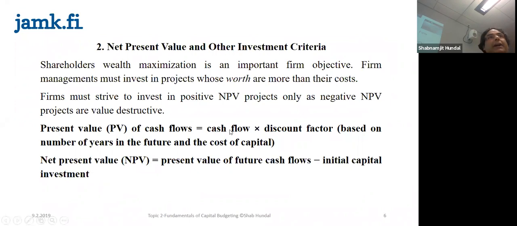But we also know that these cash flows will come at the end of year 1, year 2, year 3, and the world is dynamic. The dollar you get today is not worth the dollar you get after a year or after 10 years. Therefore, we need to multiply it with the discount factor. The discount factor includes two things. First, it includes the time value of money.